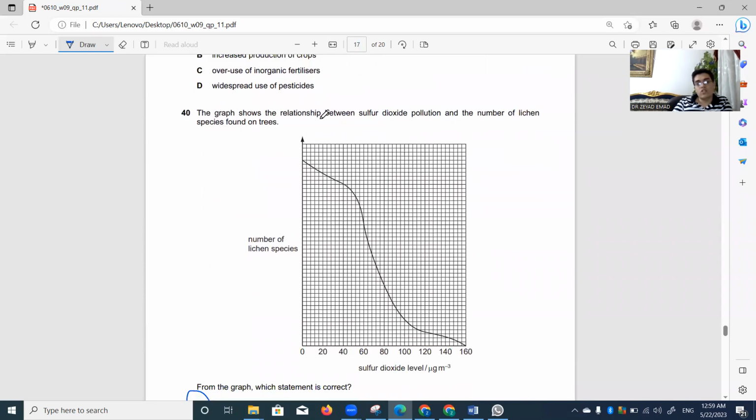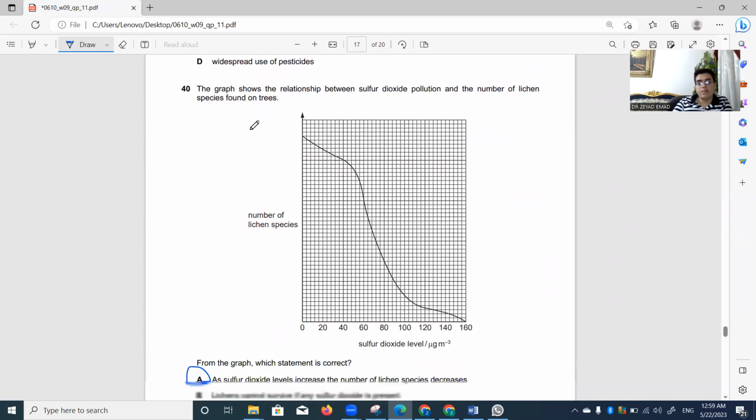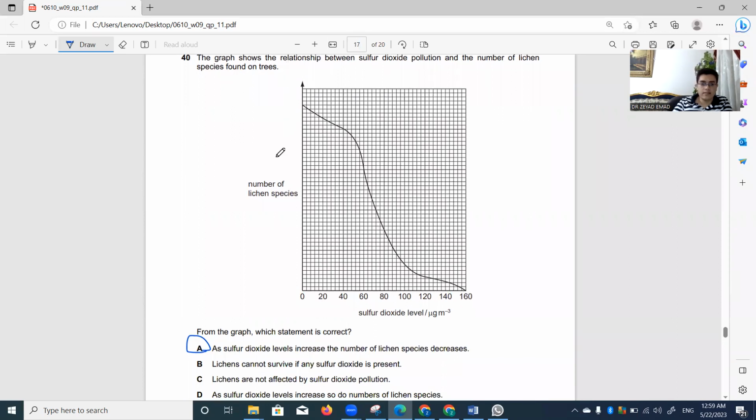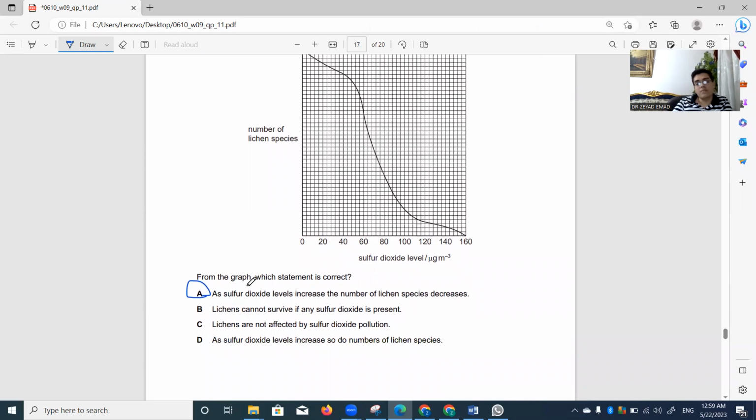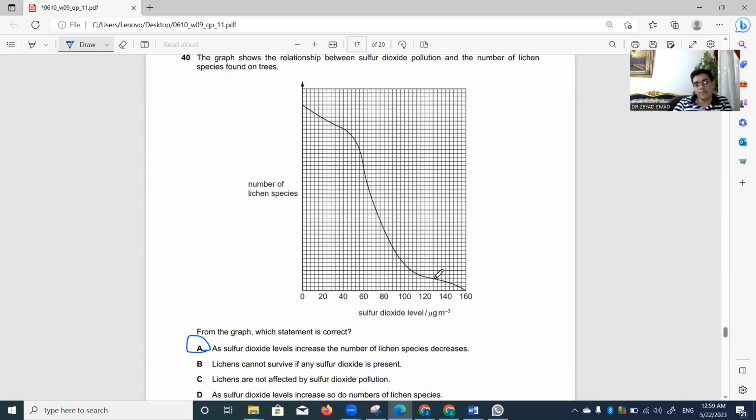The graph shows the relationship between sulfur dioxide pollution and the number of species found on trees. As we all see, as sulfur dioxide concentration increases, the number of species decreases. So which statement is correct from this graph? As sulfur dioxide levels increase, the number of species decreases.